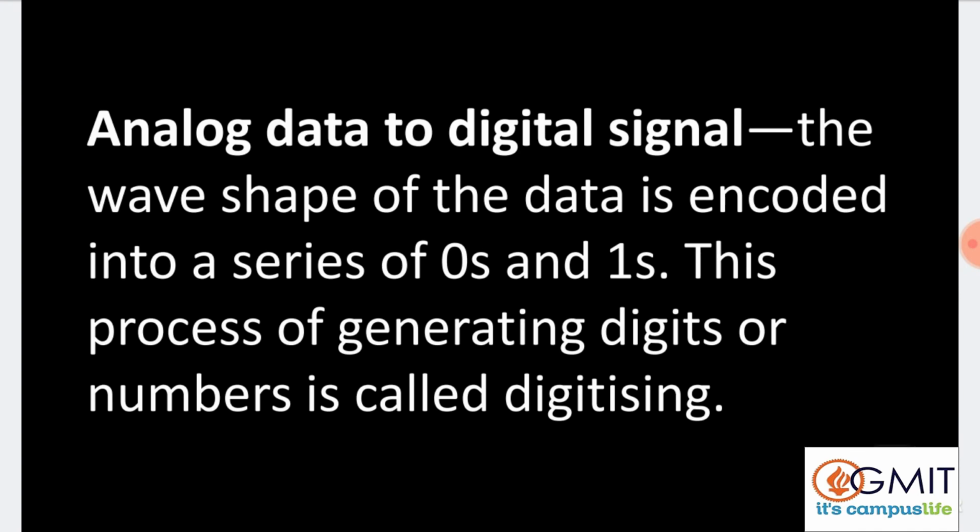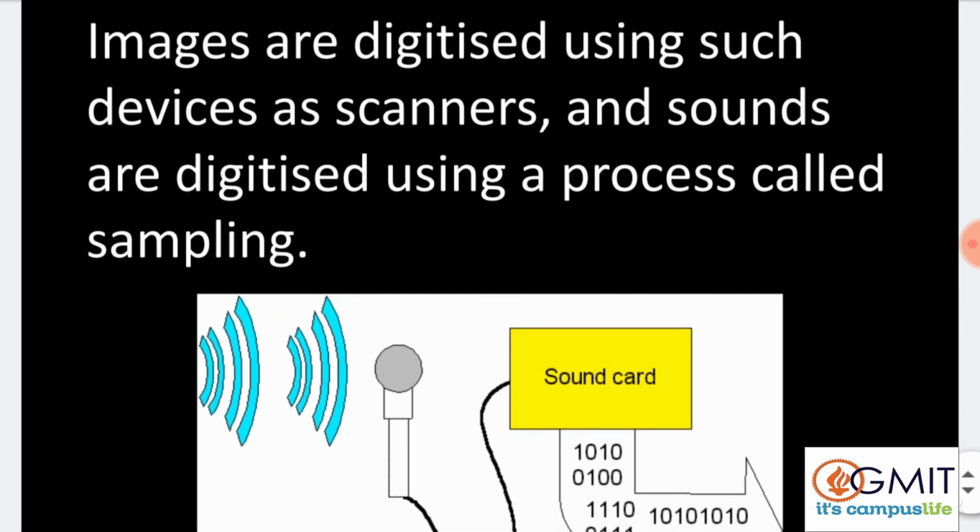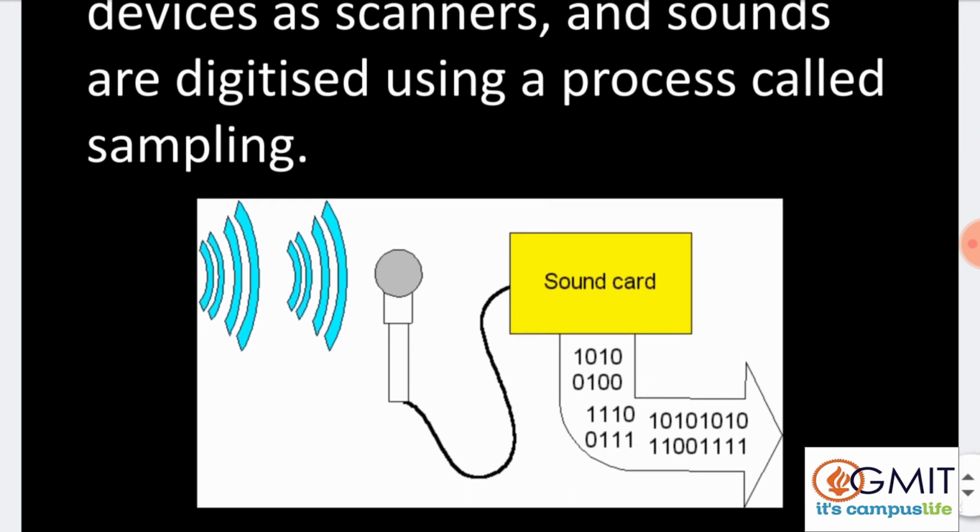Analog data to digital signal: the wave shape of the data is encoded into a series of 0 and 1. This process of generating digits or numbers is called digitizing. I have already discussed what digitizing is in my previous lecture. Still, what is digitizing? The process of generating digits or numbers. Images are digitized using devices such as a scanner. Sounds are digitized in a process called sampling. I have already discussed sampling, quantization, etc. So this is a good example, good picture. You can see how the sound card finds the 0, 1 values.